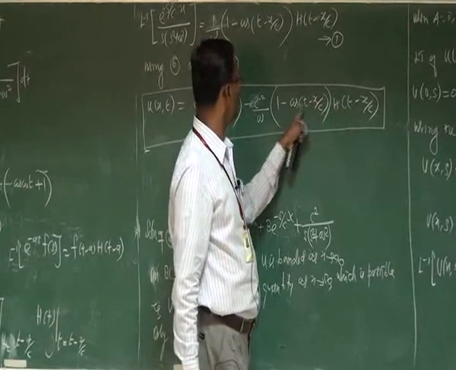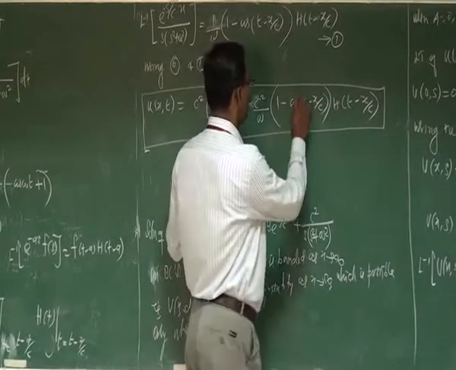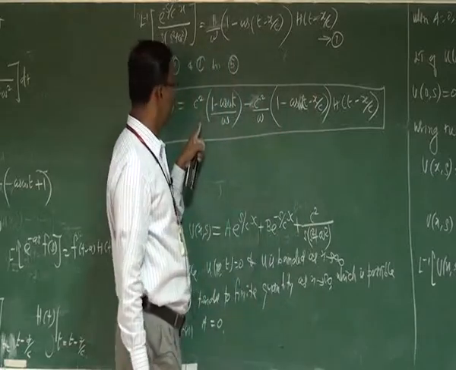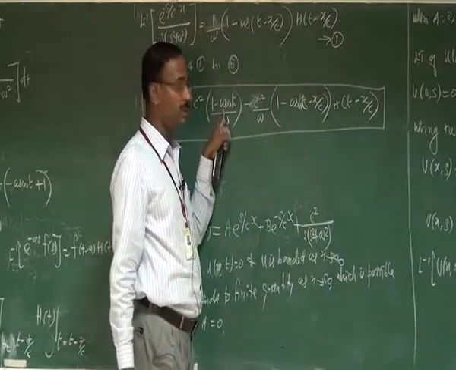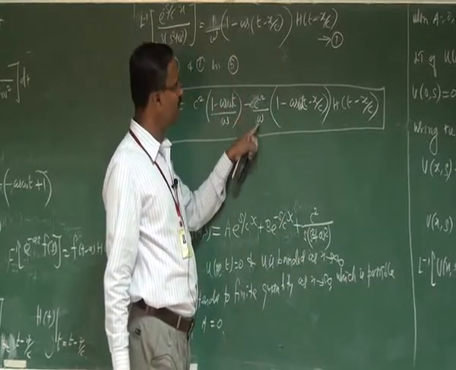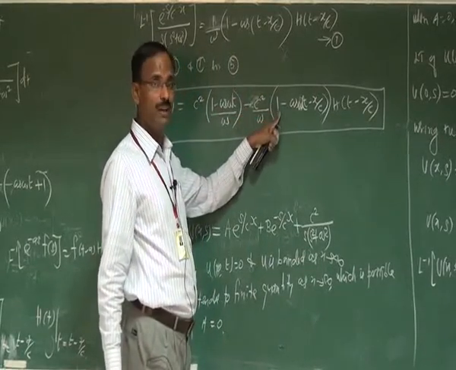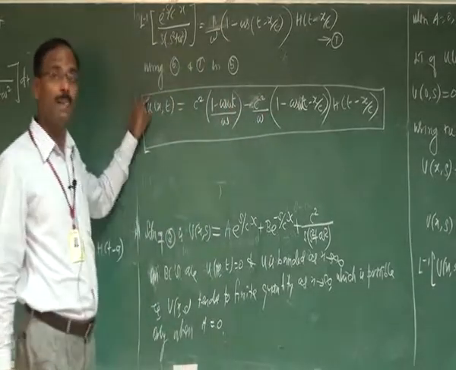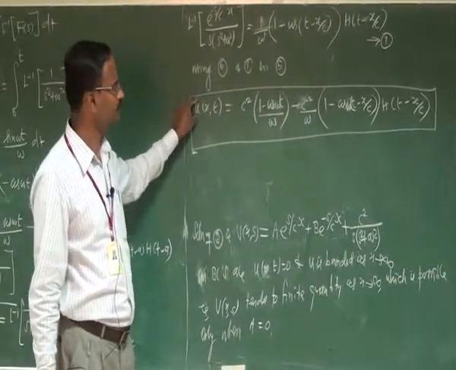Here x equal to 0 means 1 minus cos of omega t. So c square by omega into 1 minus cos omega t minus c square by omega into 1 minus cos omega t becomes 0. Therefore, it satisfies the given boundary conditions.